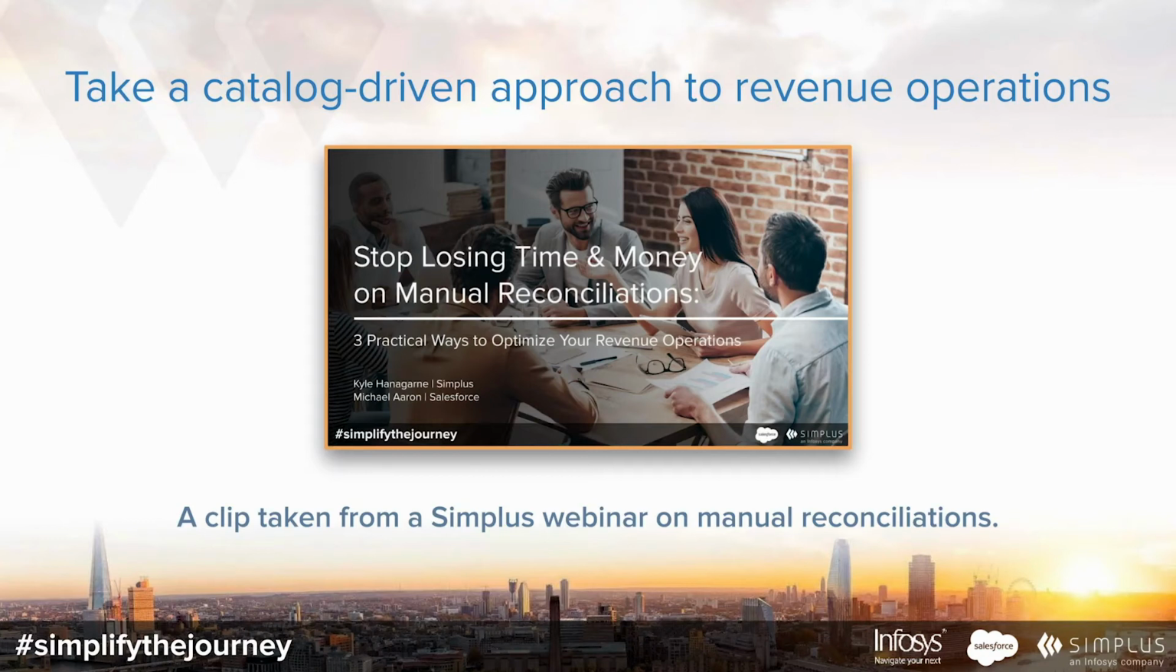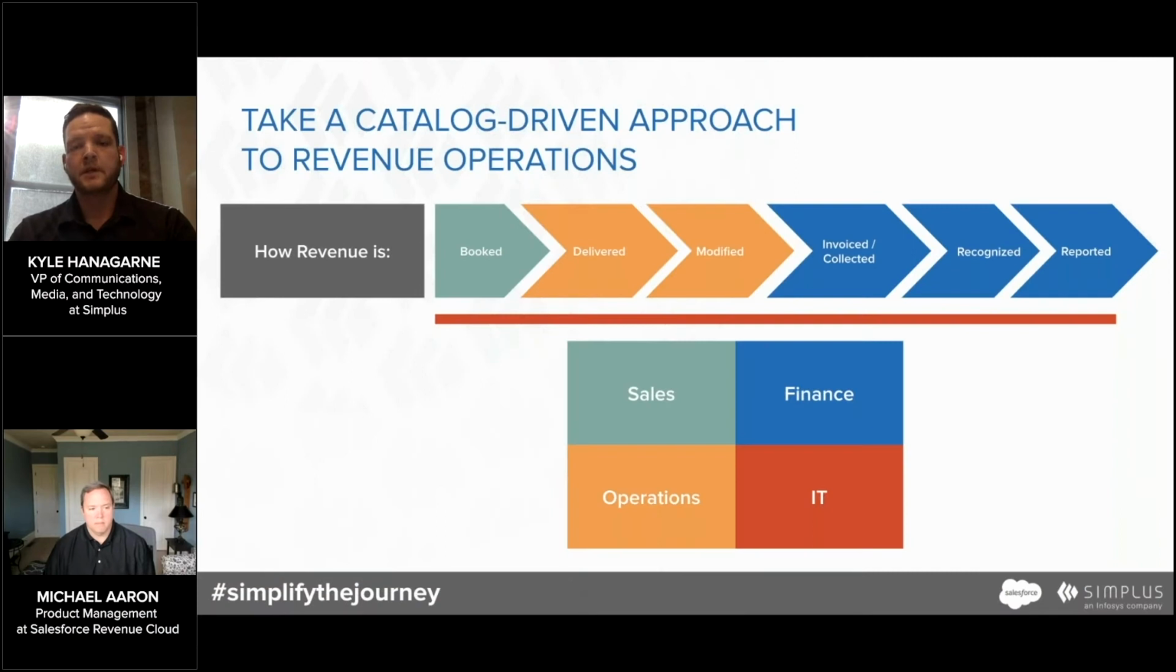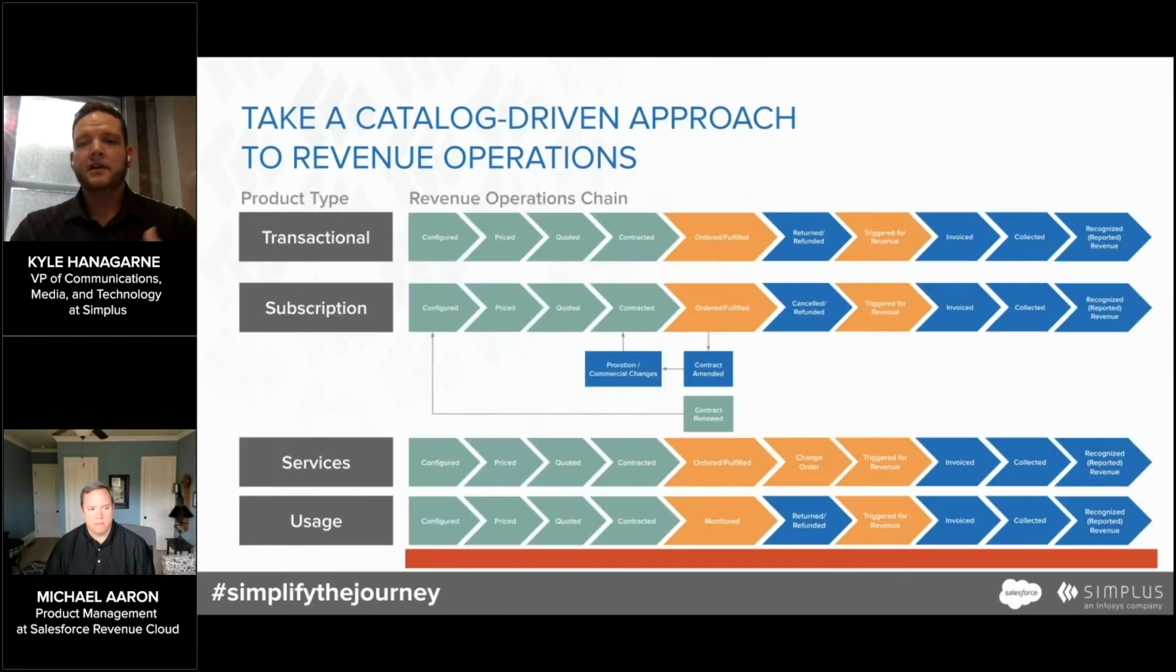So let's dive into what it means to take a catalog-driven approach to this revenue operations chain. Now, I'm going to show you a slide that has a lot of content on it. The content here is not meant as a "you should sequence your revenue operations chain in these specific chevrons," right? What I want you to pay closer attention to is on the left-hand side, the product types. When we say take a catalog-driven approach to revenue operations, it means that companies sell different types of products.